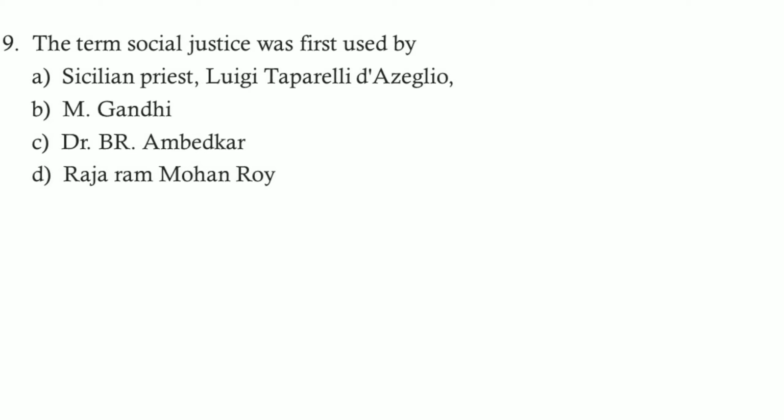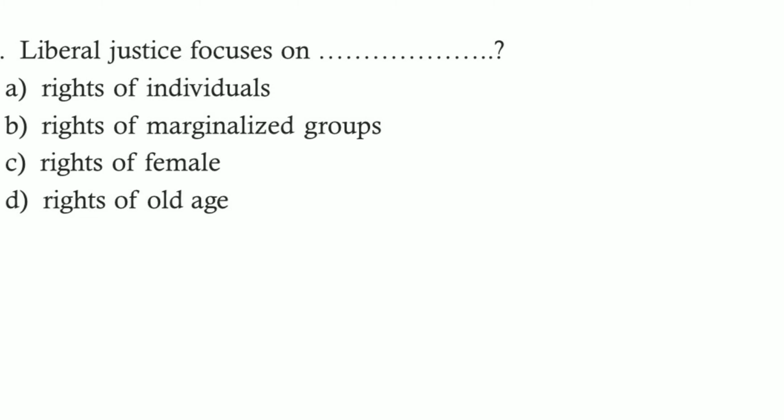Next one, the term social justice was first used by option A, Sicilian priest Luigi Taparelli, option B, M. Gandhi, option C, Dr. B. R. Ambedkar, and option D, Raja Ram Mohan Roy. Right answer, option A, Sicilian priest Luigi Taparelli. Next one, liberal justice focuses on dash, option A, rights of individuals, option B, rights of marginalized groups, option C, rights of females, option D, rights of all. Right answer, option A, rights of individuals.